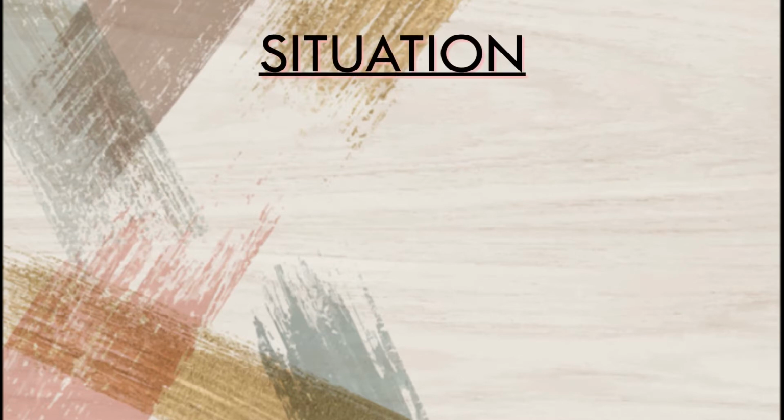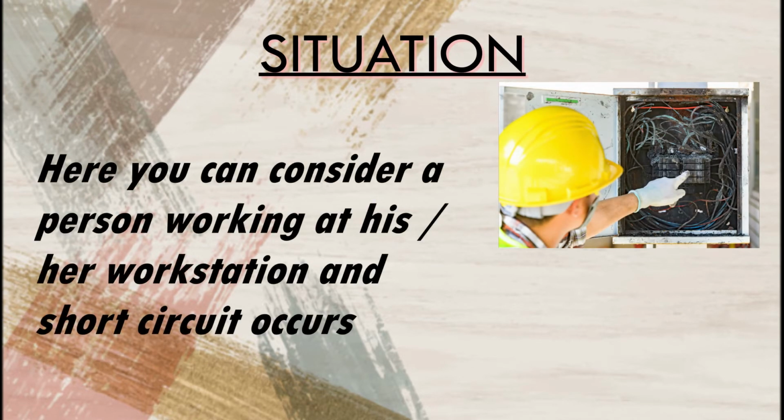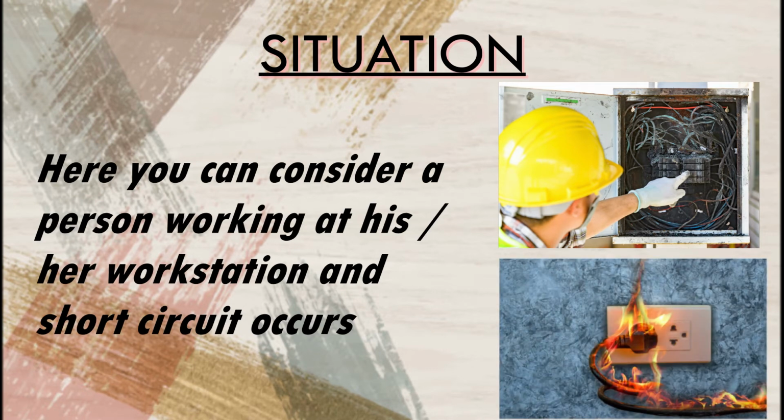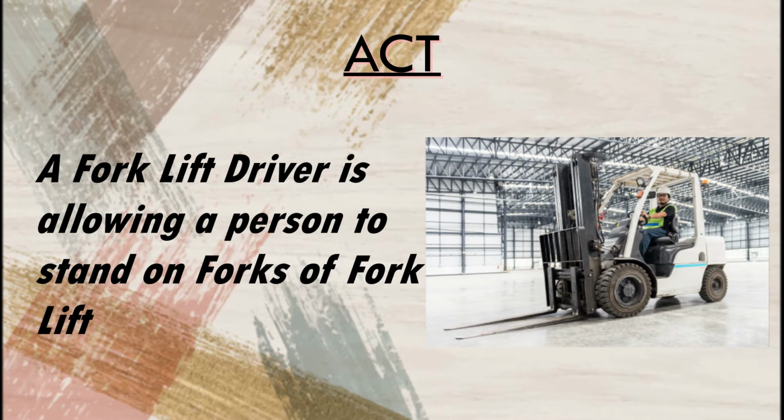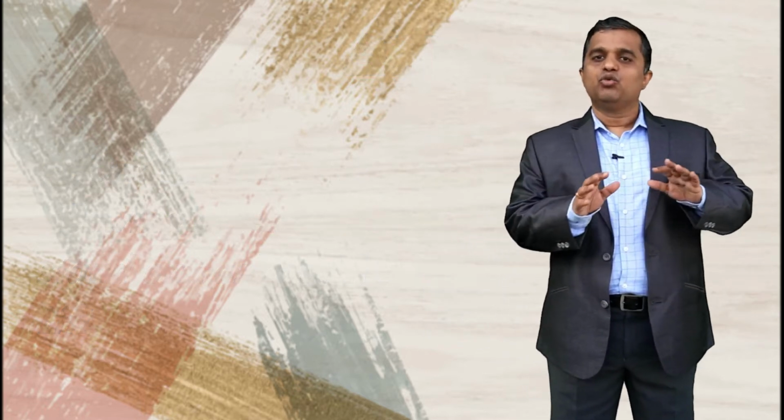Now consider the situation where a person is working at his or her workstation and a short circuit occurs. Here, short circuit is a situation for hazard. Lastly, consider an act. A forklift driver is allowing a person to stand on the forks of the forklift to complete his work. Here, standing on the forks of the forklift is an act for hazard. The easy way to find out the hazards at your workplace is to focus on source, situation, or act.